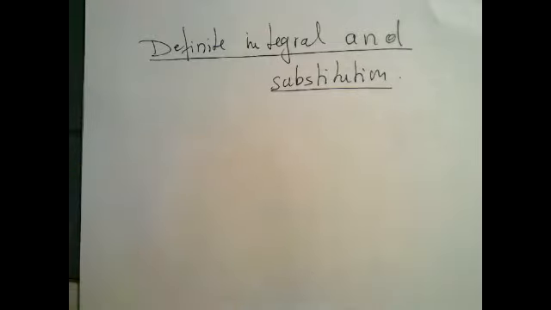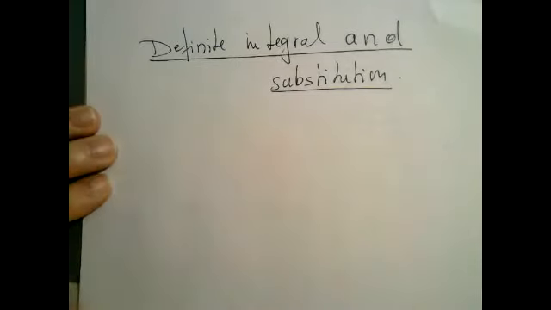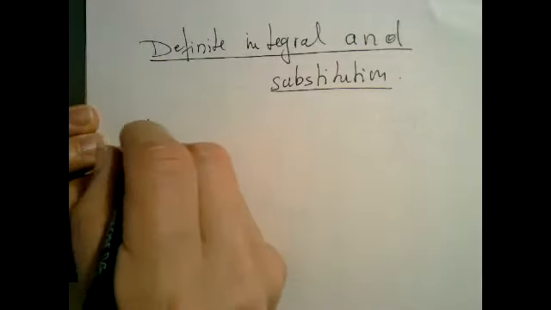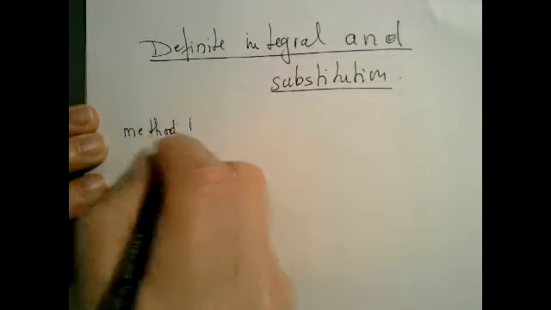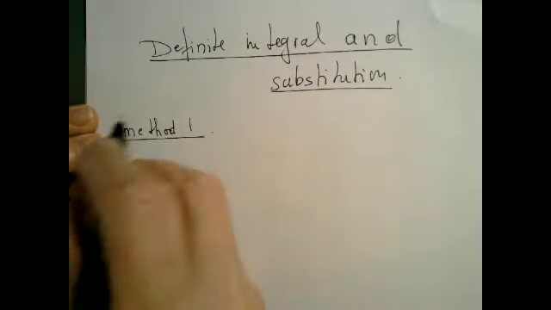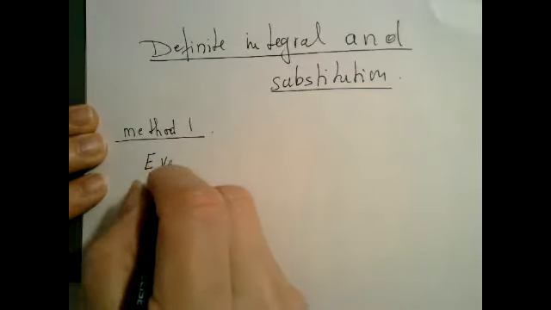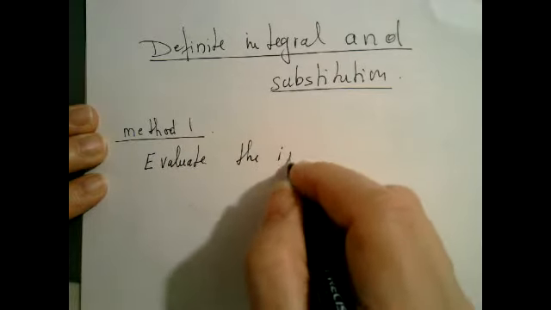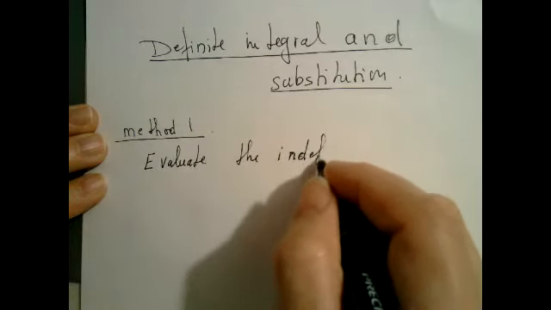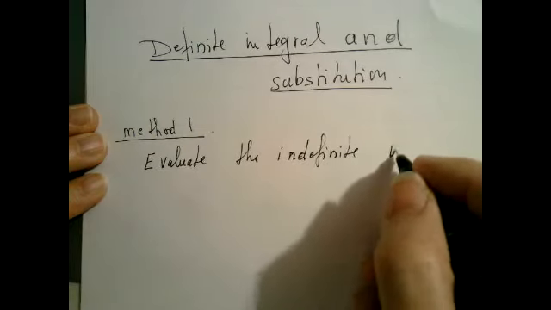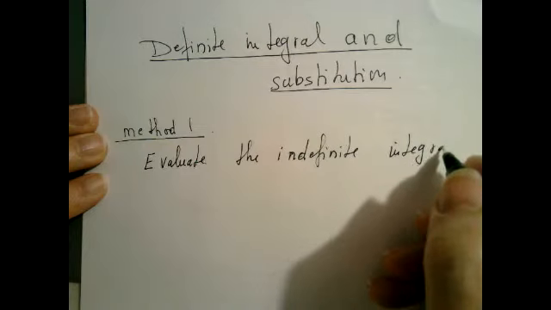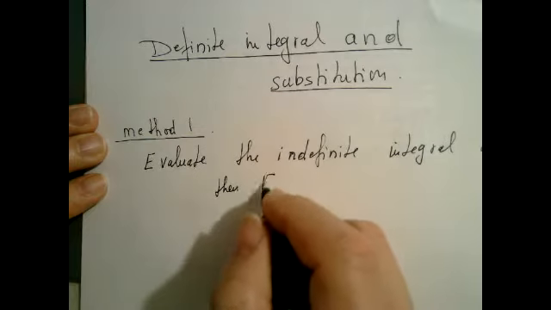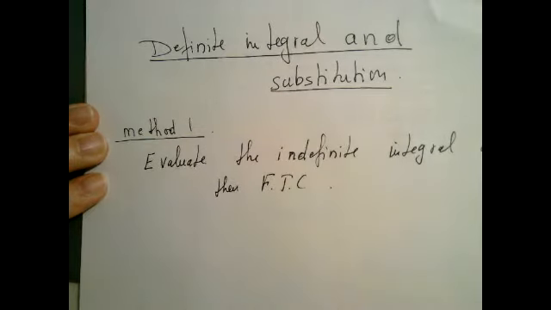Now, there are two ways of doing it, which are basically the same, but with a small variation. I hope you guys do not confuse them. The first method is we evaluate the indefinite integral first, and then use the fundamental theorem. What do I mean by that?